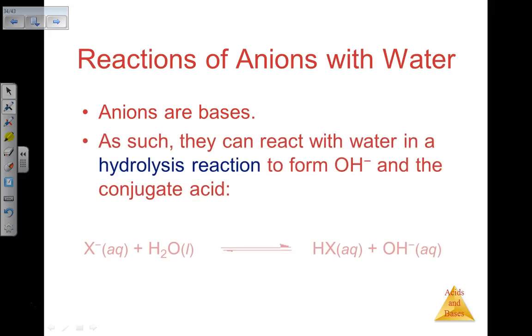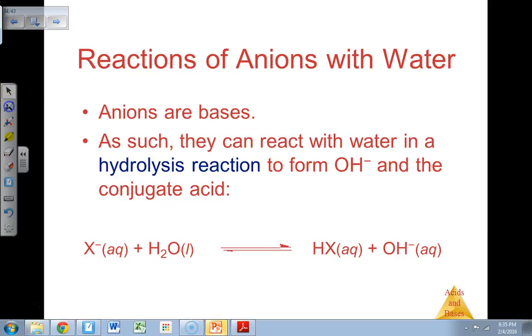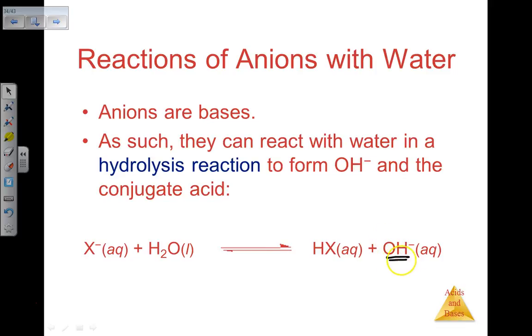a negatively charged ion, if we have an anion alone in water, this thing is possible to have a pH, to change the pH. Why? Because anions can produce hydroxide ions when they react with water.